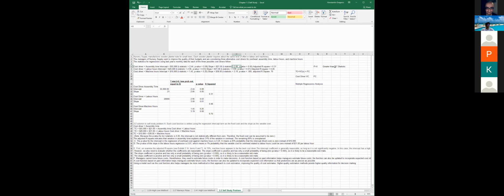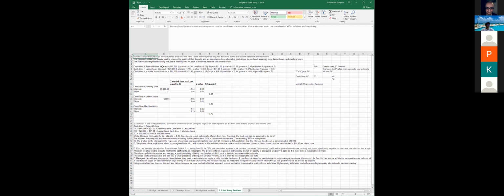And then P value, the lower the P value, the more accurate your estimate for variable costs and fixed costs. So the higher the P value, the less accurate are the coefficients that you're estimating. So what you're estimating is your variable costs and your fixed costs based on a cost driver.